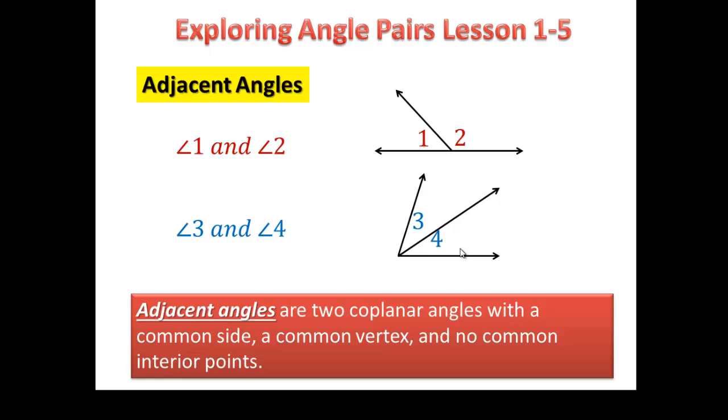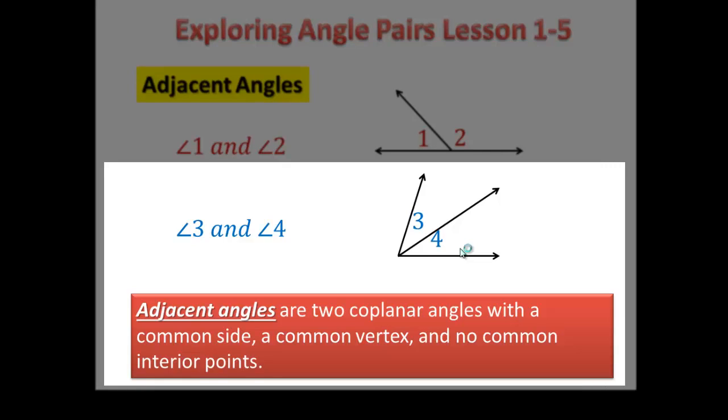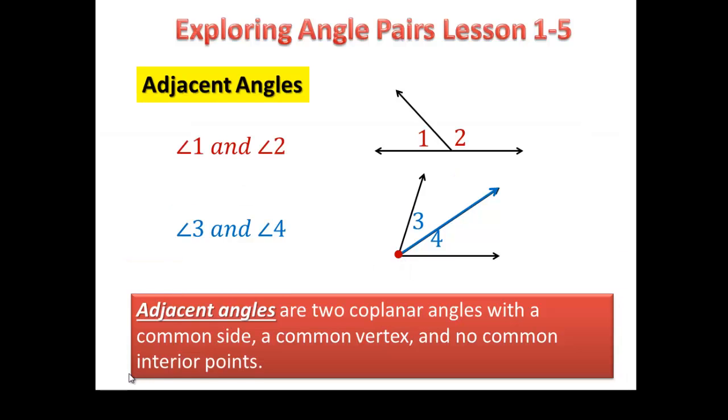Let's look at the definition. Adjacent angles are two coplanar angles. So in this example here we have two angles with a common side. The common side is this side right here, a common vertex, and no common interior points. And that just means that the angles don't overlap each other.